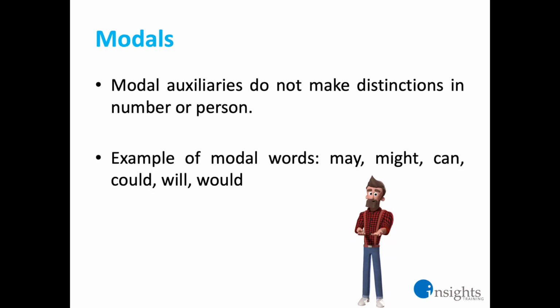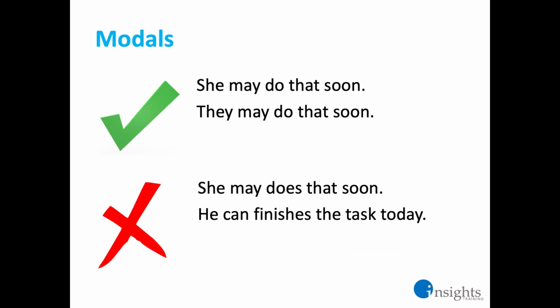Modal verbs are auxiliary words that help the main verb in conveying the action. They are always added before the main verb and can mean permission, possibility, or urgency. Modal auxiliaries do not make distinctions in number or person. Examples of modal words: may, might, can, could, will, would. Check the examples below.